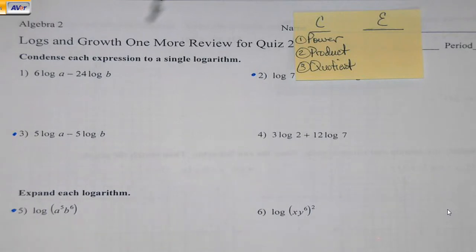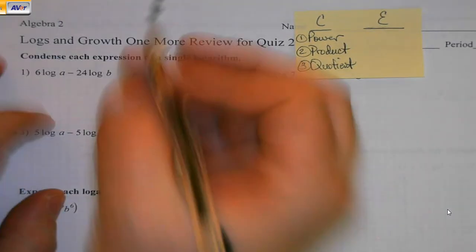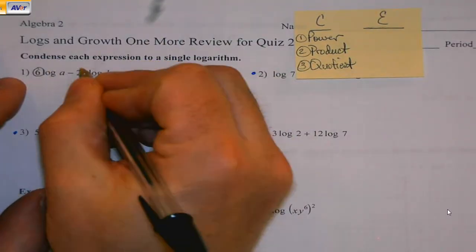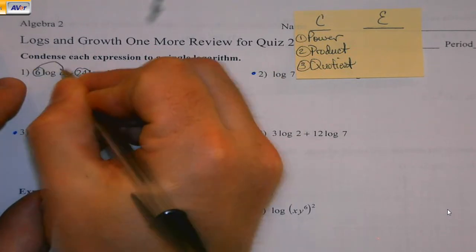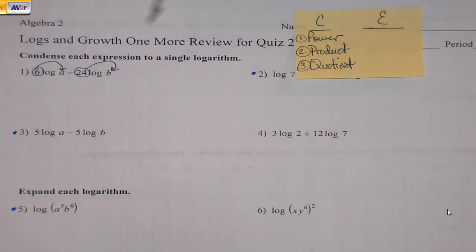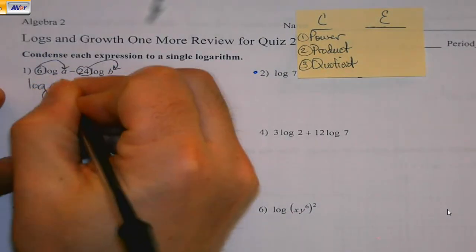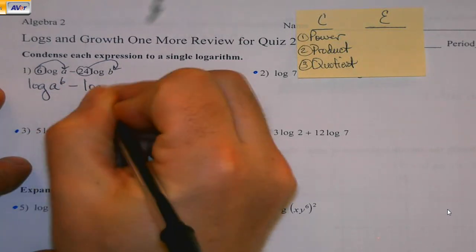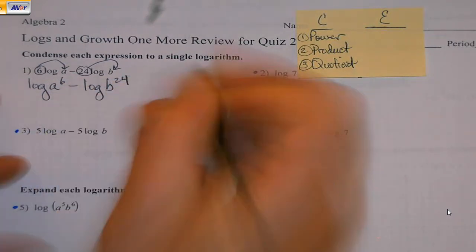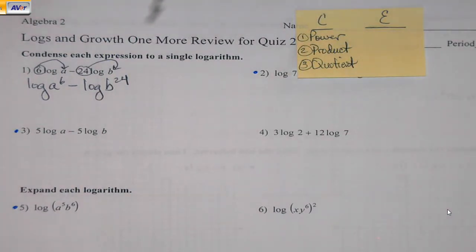The thing I'm not going to do, which is why I'm not going to write it on here, is put the divide becomes subtract, multiply becomes add, coefficient becomes exponent. That's the thing you're going to need to know. So when I'm trying to condense, if I have coefficients, my first job is to turn them back into exponents. So I've got log a to the 6th minus log b to the 24th. That would be my first job.